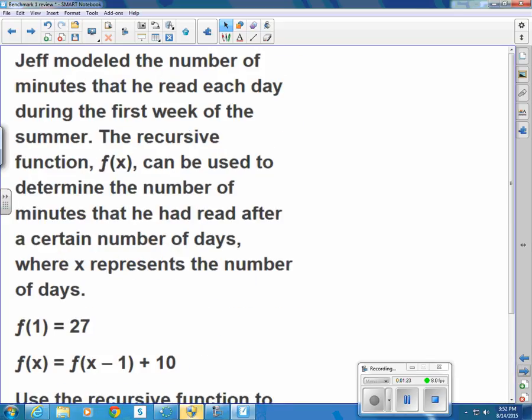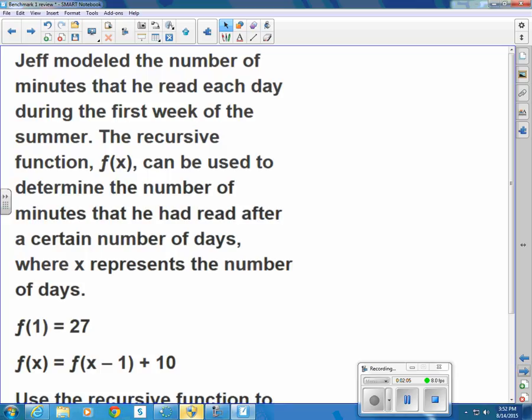Okay, so Jeff modeled the number of minutes that he read each day during the first week of the summer. The recursive function f of x can be used to determine the number of minutes that he had read after a certain number of days, where x represents the number of days. So the function on the first day gives us a value of 27. The function evaluated at any other day after that, I have to look at the function the day before. That's what the x minus 1 means. So if I want to know on the second day, I have to look at the first day and add 10.